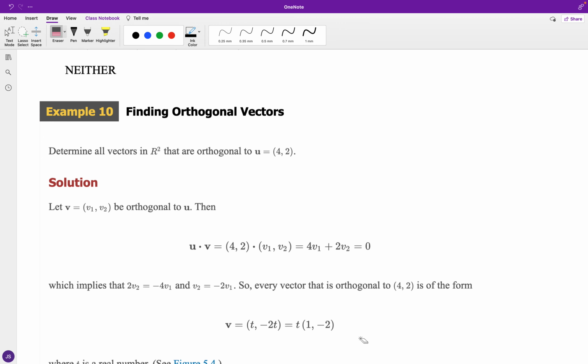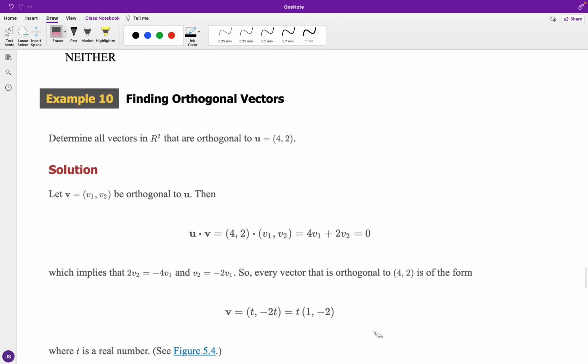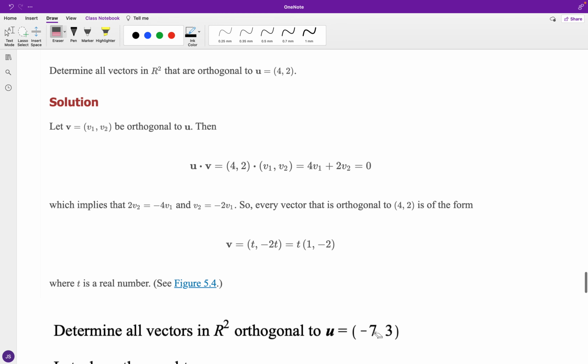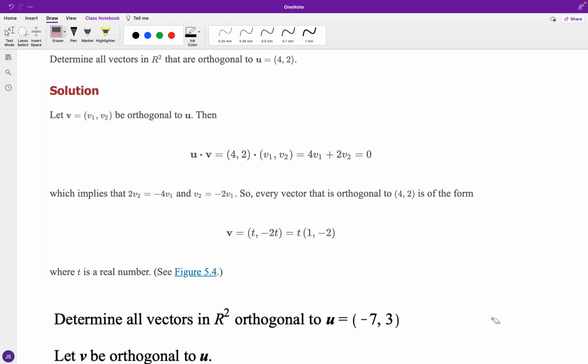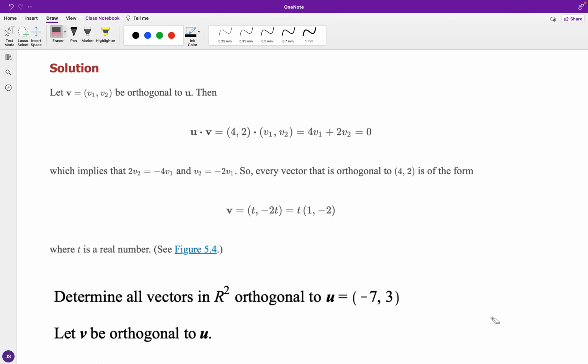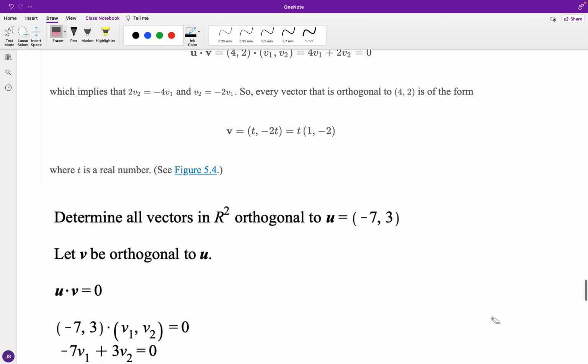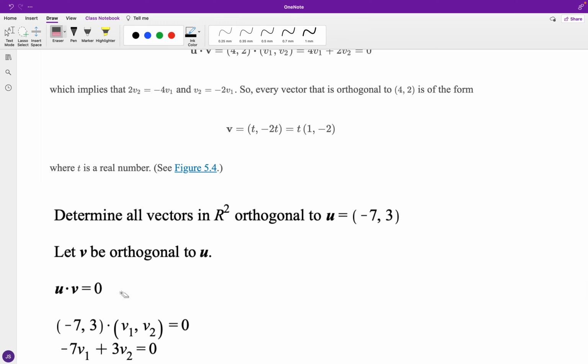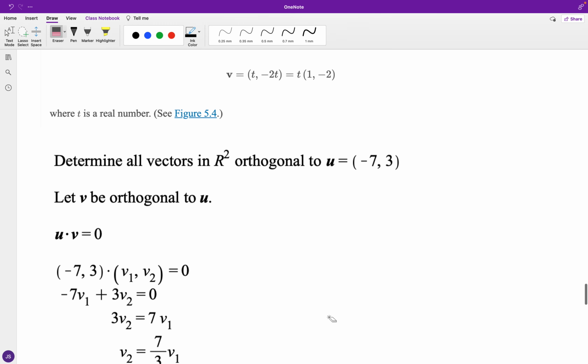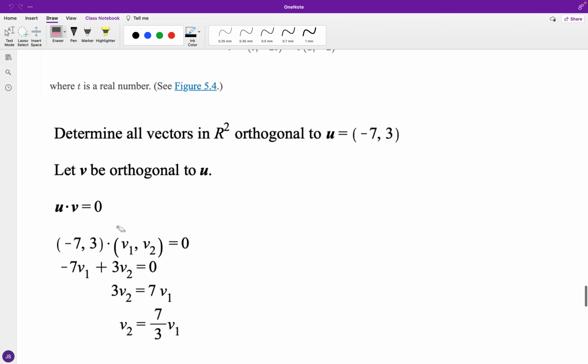And you can also write this as t times (1, -2), where t is a real number. And let's say we were to determine all vectors in R2 orthogonal to u equal to (-7, 3). If we let v be orthogonal to u, again the dot product between u and v is equal to 0. And so we have u at (-7, 3), v at (v1, v2), equal to 0.